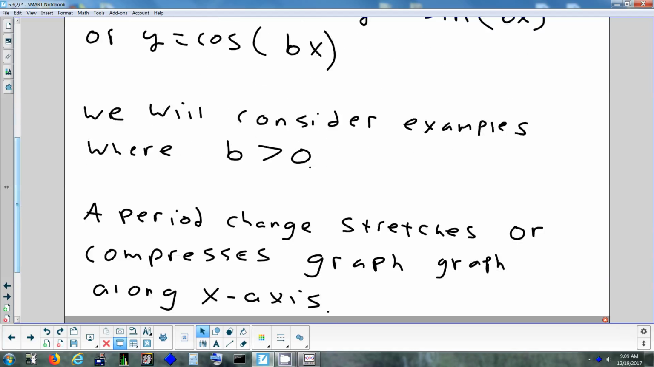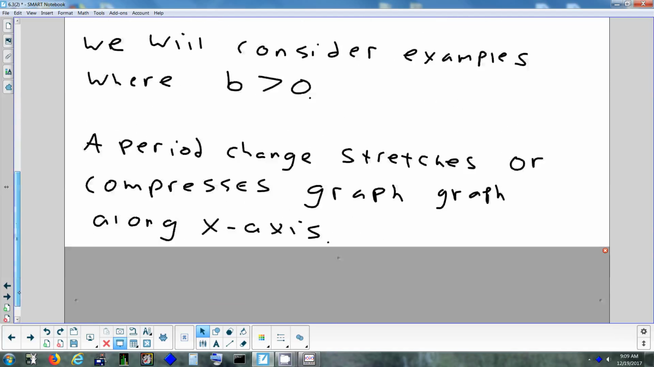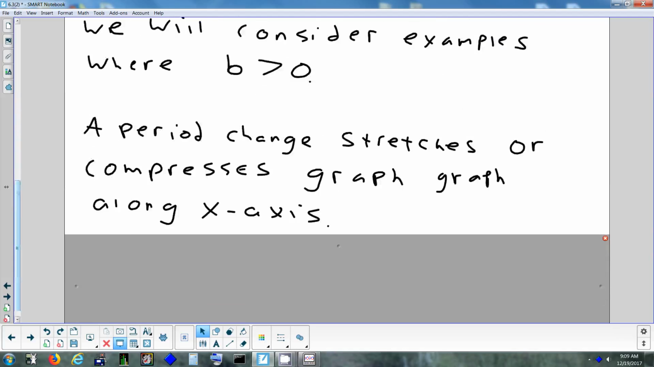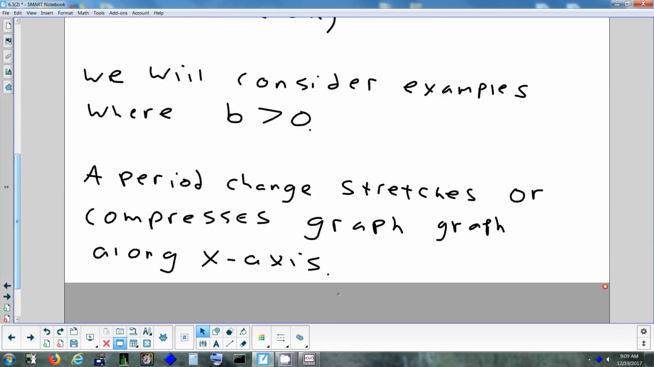Okay, so period change, stretching and compressing the graph along the x-axis. So we know B is going to be greater than 0. Okay, B is never going to be negative. But does anyone think they could tell me when the graph would compress and when the graph would stretch? Depends on the value for B.